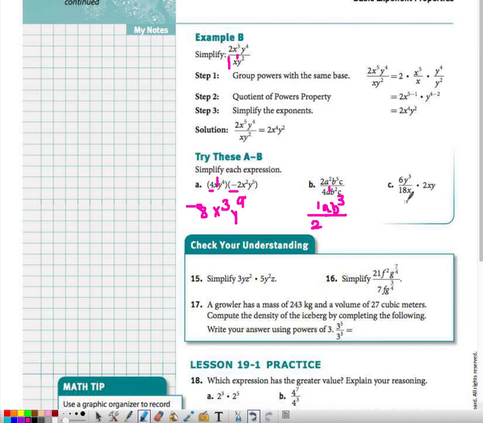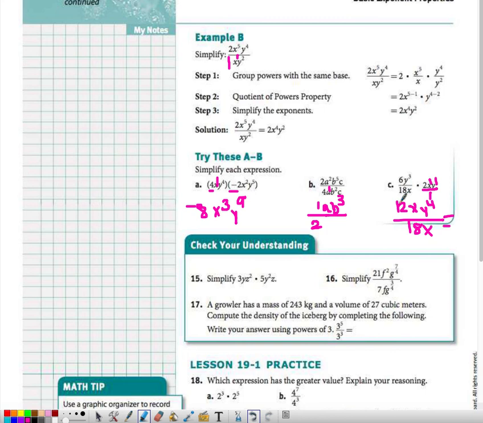On c, we have 6y to the 3rd divided by 18x times 2x to the y, or excuse me, x times y. So if we put this over 1, we now have 6 times 2, which is 12. Y to the 3rd is like y, which is a 1, so we still have an x for this one, and then 3 plus 1 is 4. And then our denominator is 18x times 1, which is 18x.